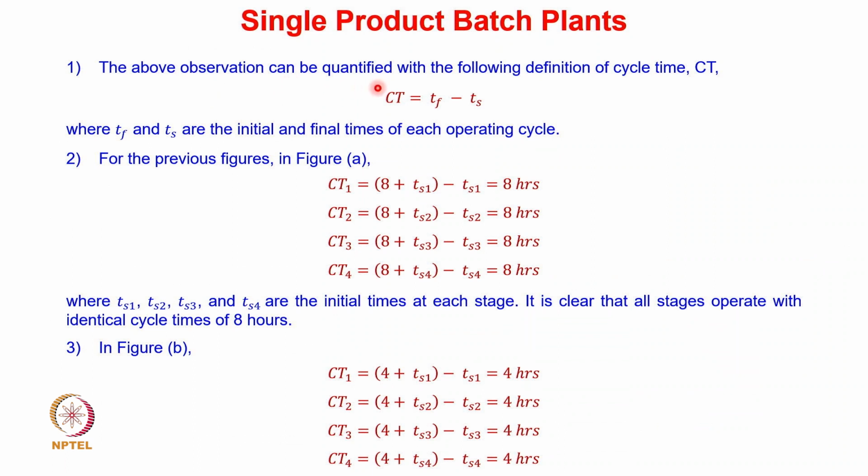So the above observations can be quantified with the following definition of the cycle time. Cycle time is represented as the final time Tf minus the starting time Ts. Here Tf and Ts are the final and the initial times of each operating cycle. Now in this case, if we look at unit 1, the cycle time with respect to unit 1, CT1, will be given by what, 8 plus Ts1. Ts1, Ts2, Ts3, Ts4 are the initial times at each stage, isn't it? So 8 plus Ts1 is going to be the final time.